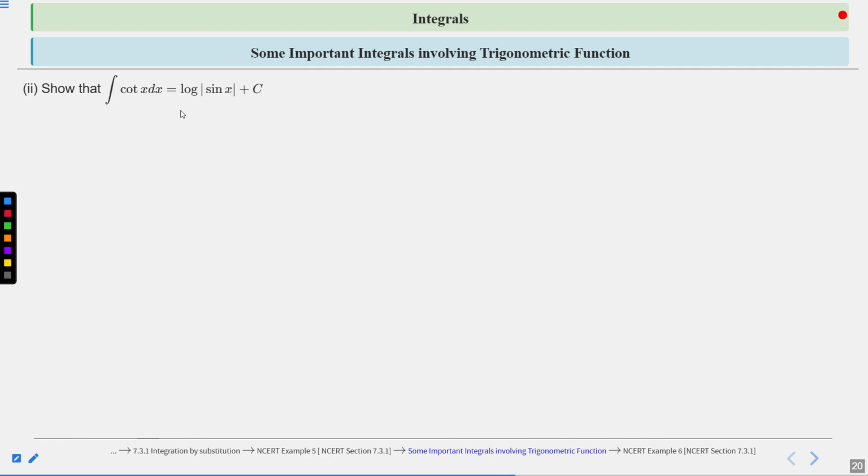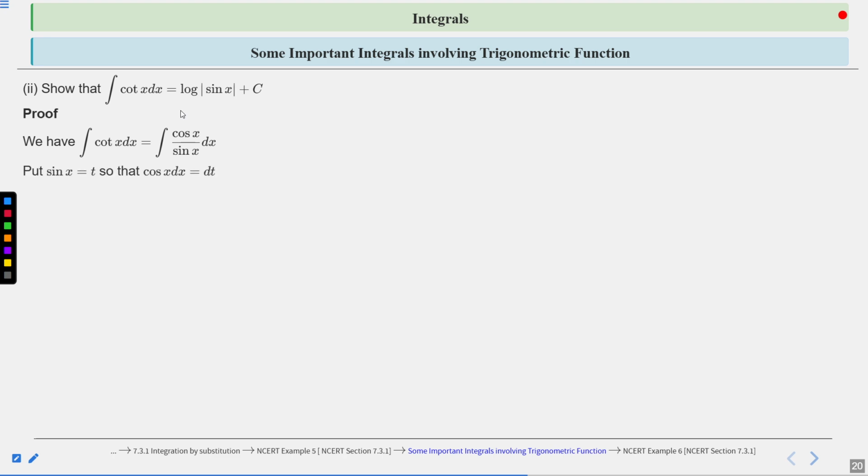Again, we have to show that the integration of cot x dx will be equal to log mod sin x plus c. Now let us see how we can prove this. We have the integration of cot x dx equal to the integration of cos x upon sin x dx.